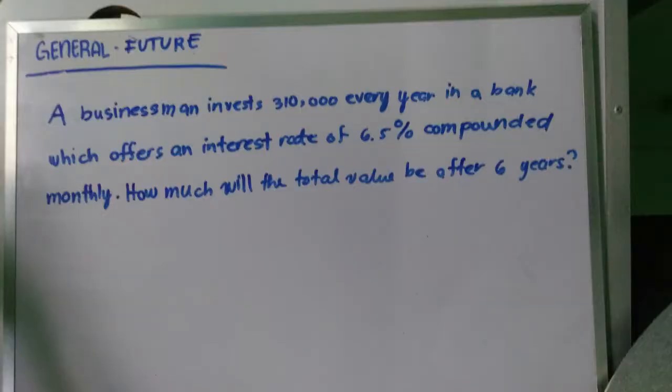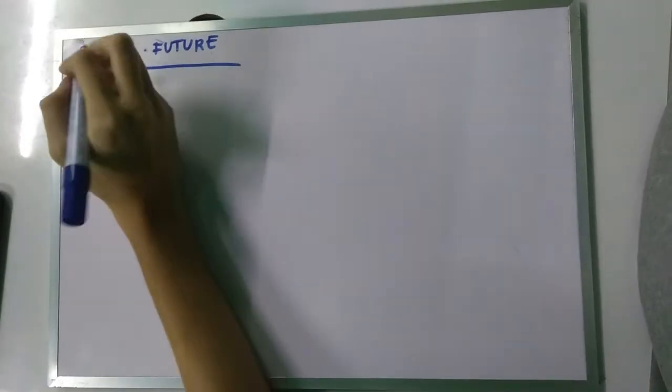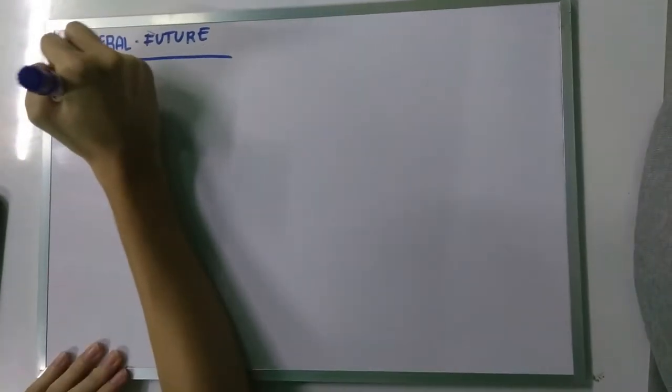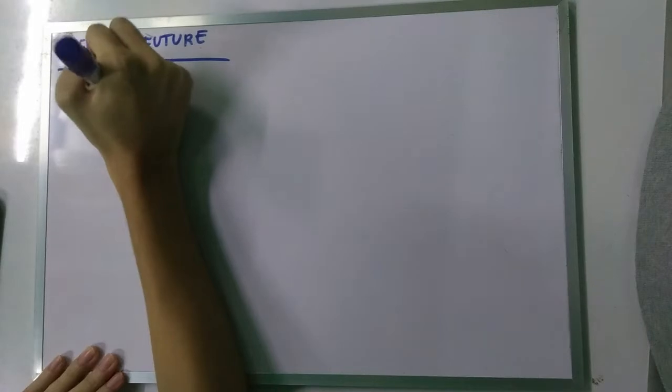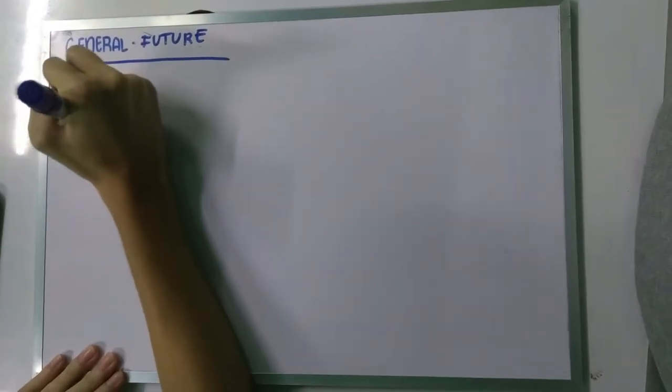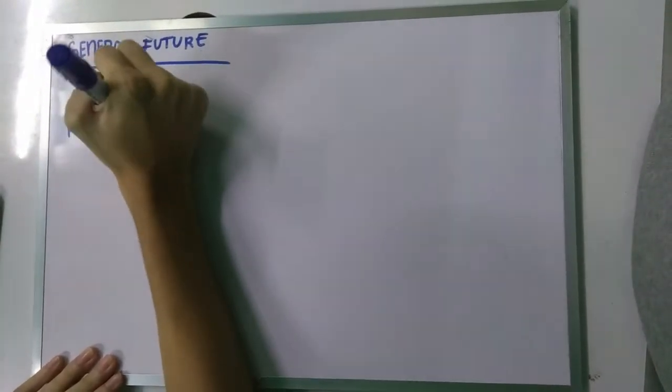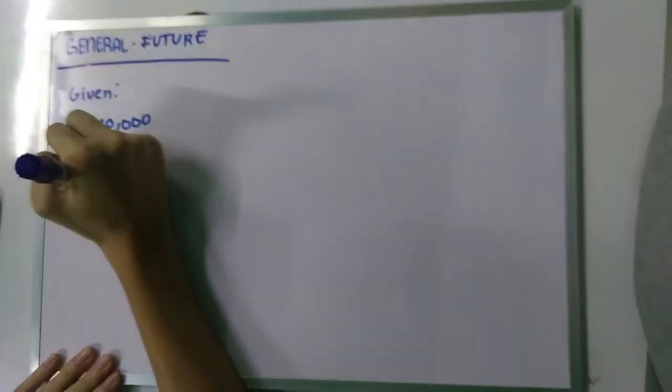For the first example of finding the future value of general annuities, we have this problem. A businessman invests 310,000 every year in a bank which offers an interest rate of 6.5% compounded monthly. How much will the total value be after 6 years? As always, let us first find the given by reading the question properly. R is 310,000, N is 1 because it only occurs once a year. The lowercase r is 0.065 because we move the decimal place twice to the left.